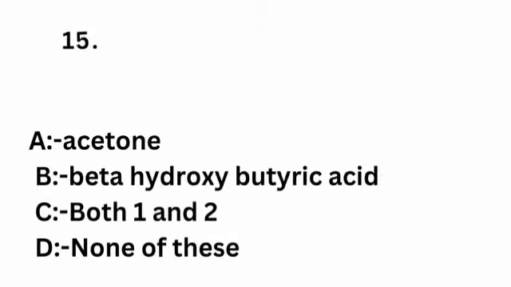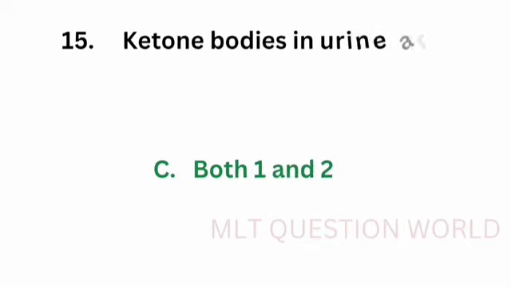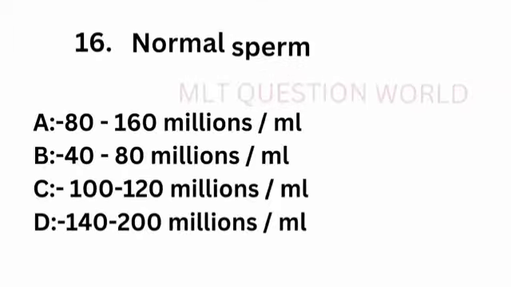Question number 15. Ketone bodies in urine are option A acetone, option B beta hydroxybutyric acid, option C both 1 and 2, option D none of these. Ketone bodies are acetone, acetoacetic acid and beta hydroxybutyric acid. So, the correct answer is option C, both 1 and 2. That means both A and B, acetone and beta hydroxybutyric acid.